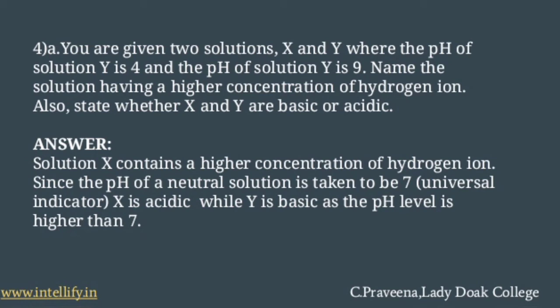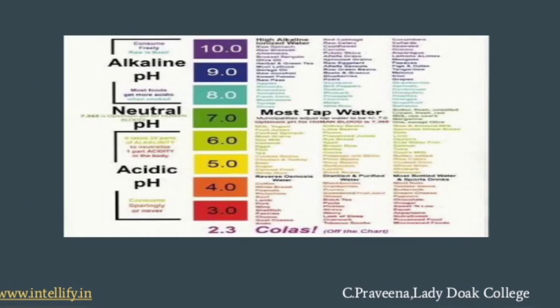The values lesser than 7 mean acid, and greater than 7 mean basic. Generally acids have a higher concentration of hydrogen ion, so they easily donate protons. So the answer is X contains a higher concentration of hydrogen ion, and so X is acidic and Y is basic because its pH is greater than 7.